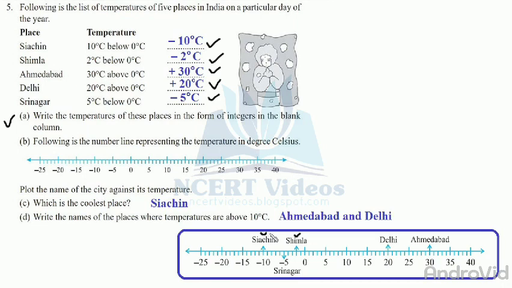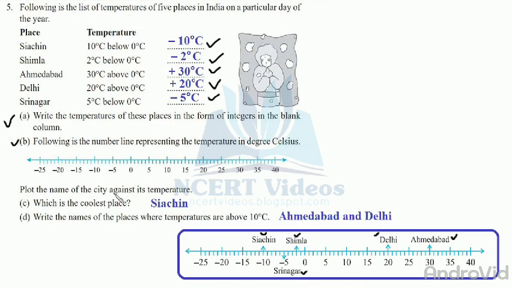And the third part is Ahmedabad. It is plus 30. From 0 to 30. So at 30 we will mark an arrow and write Ahmedabad over it. And Delhi, 20 degrees Celsius above 0 degrees Celsius, that is again towards the right-hand side, and marking the same thing. And Srinagar, 5 degrees Celsius, it is below, so we will go to the negative side and mark Srinagar. So we are done with B part.